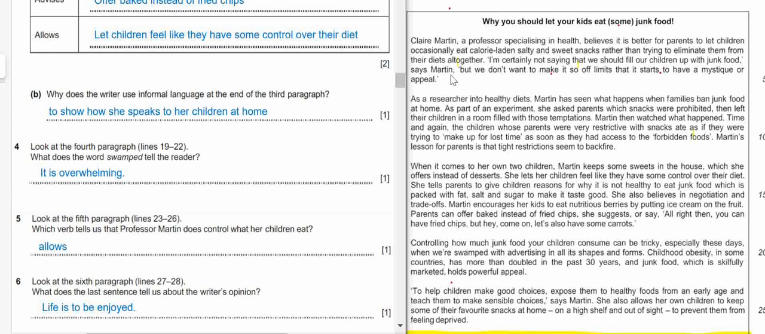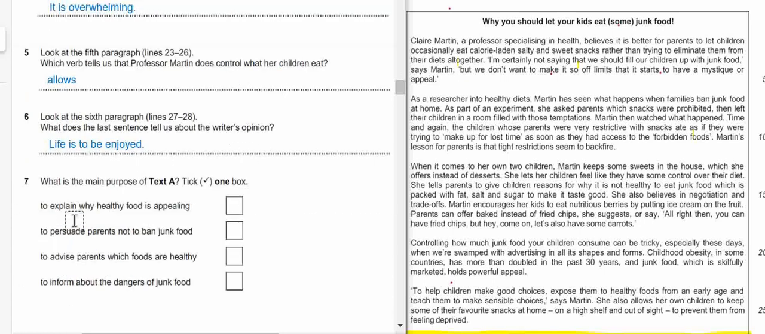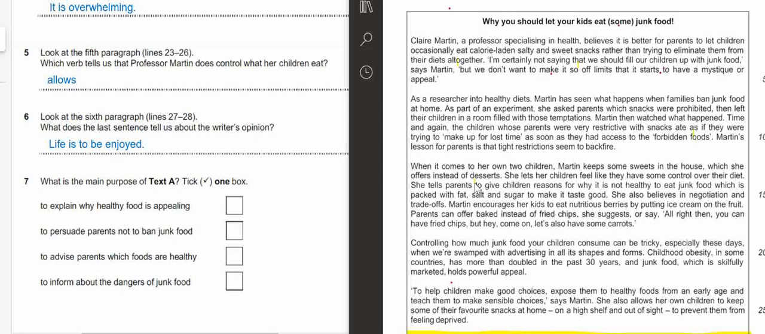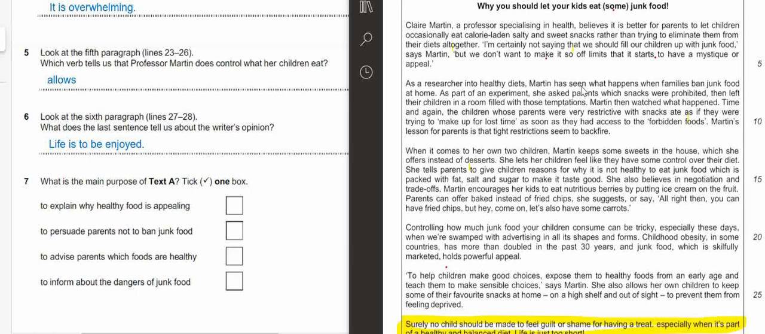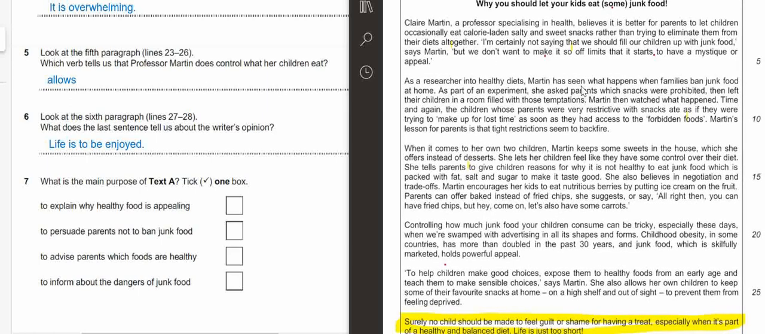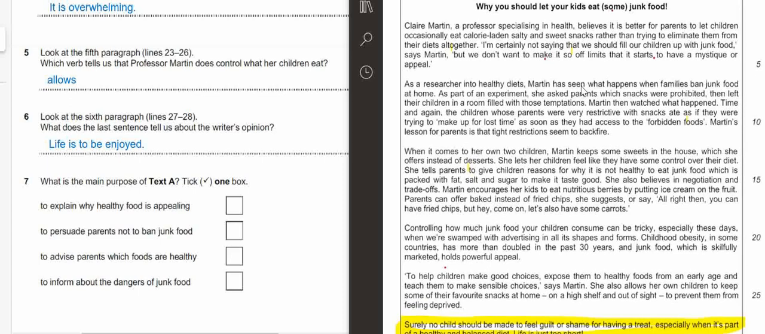Let's move on to the next number. Now we are in question 7. What is the main purpose of text A? Is it to explain why healthy food is appealing, to persuade parents not to ban junk food, to advise parents which foods are healthy, to inform about the dangers of junk food? So you got 10 seconds from now. 10, 9, 8, 7, 6, 5, 4, 3, 2, 1.